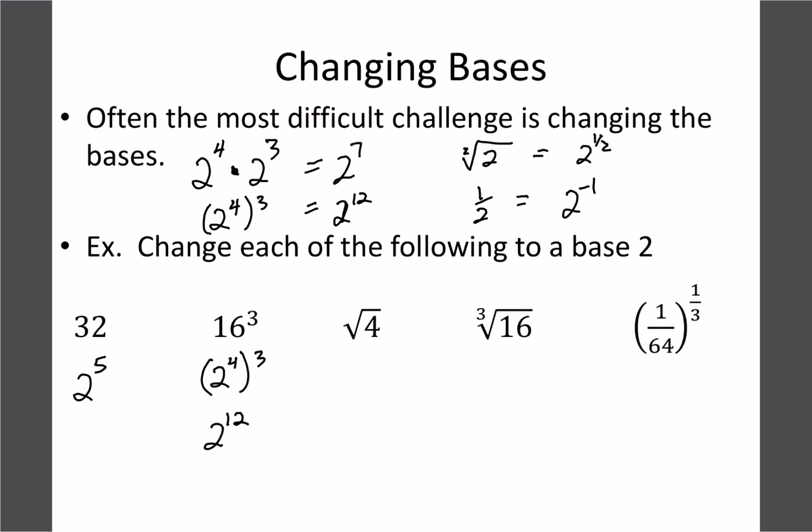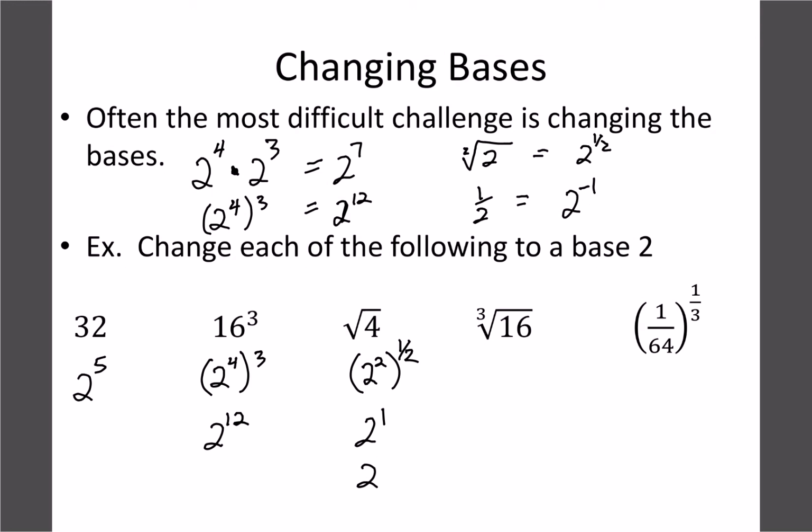That one's pretty good. Here we got a square root, so that would be square root of 4. What we want to do is change the 4, so 4 would be 2 squared, and then the square root would make it a 1/2, so 2 times a 1/2 would be just 2 to the 1, or we could write it as just 2, which square root of 4 is equal to, so we're good.